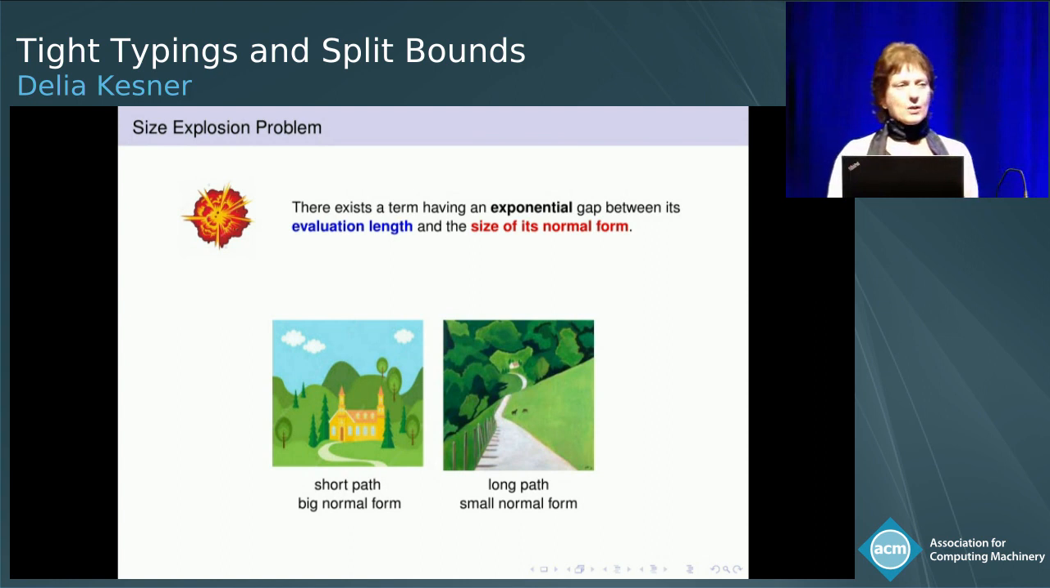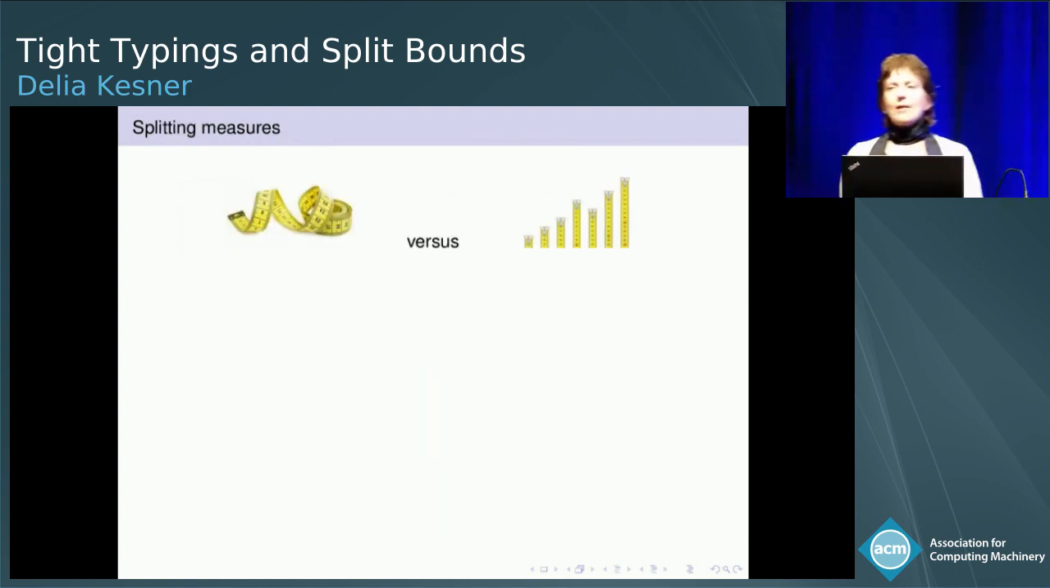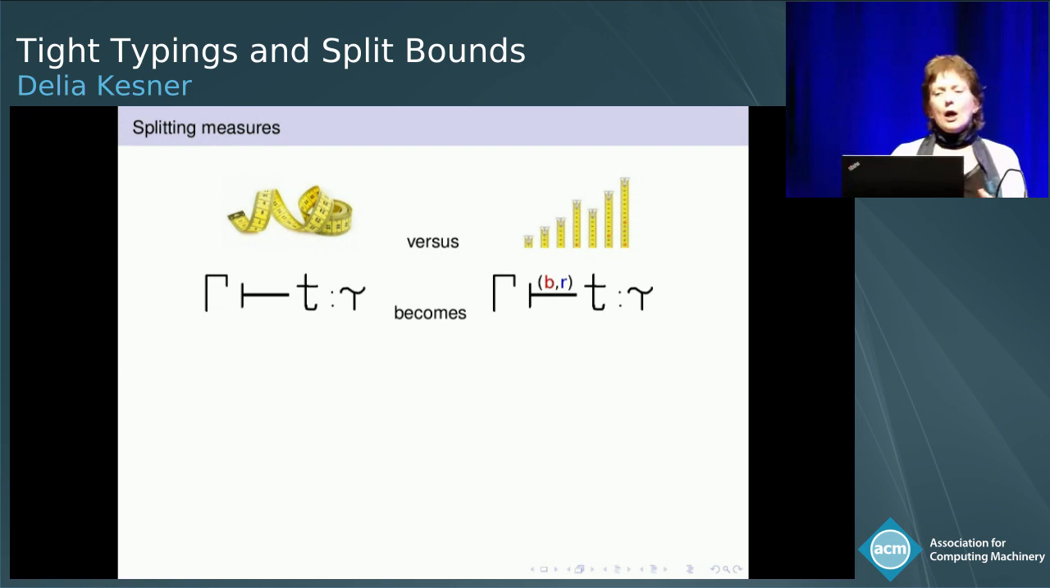And in order to face this problem, we decided to split the measure, and in order to count only by using the size of the typing derivation, we add to the typical typing judgments two counters, one in red and another one in blue. The red one is going to count the length of the evaluation path of the term to normal form, and the blue is going to count, or to guess, if you want, the size of the normal form of the term t.